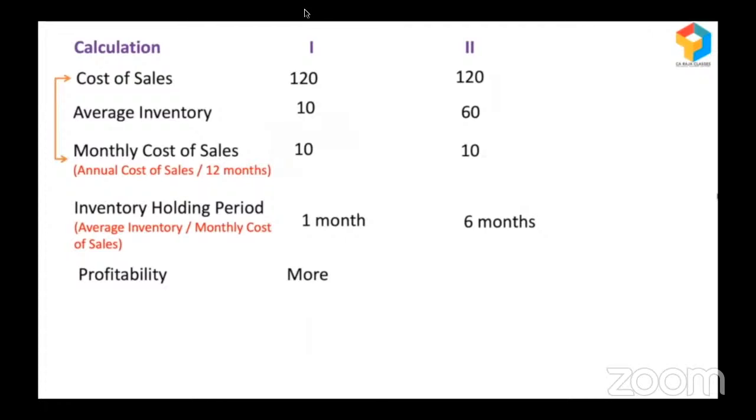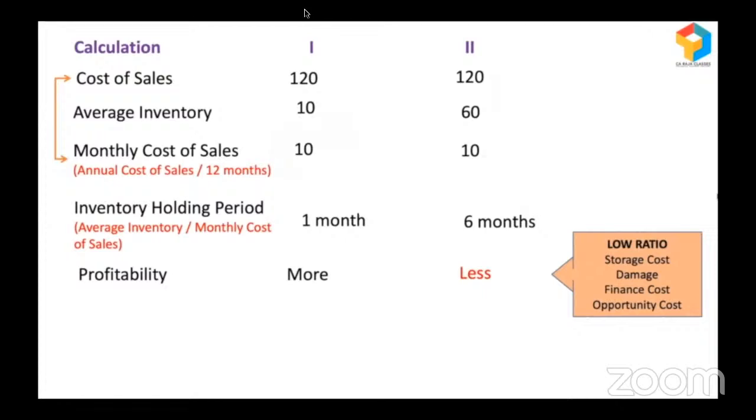It means they are going to have several other costs, and because of that their profitability will be less. It means they have to spend on storage cost. There is a possibility that goods will get damaged. They have to spend on finance cost, because their money is locked for 6 months in godown. They have to find alternate money.